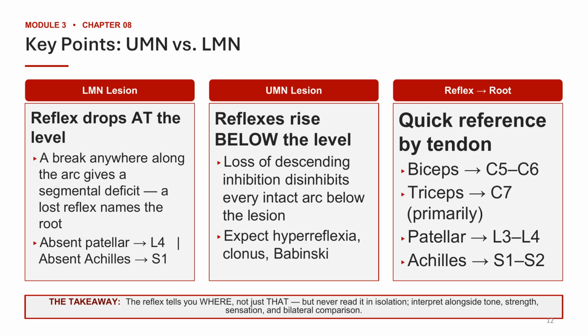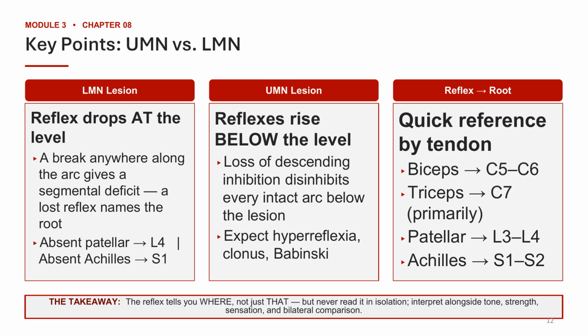Loss of descending inhibition disinhibits every intact arc beneath the lesion. Expect hyperreflexia, clonus, and Babinski. And a practical corollary worth knowing. The first normal reflex level from below marks the lower boundary of the injury.